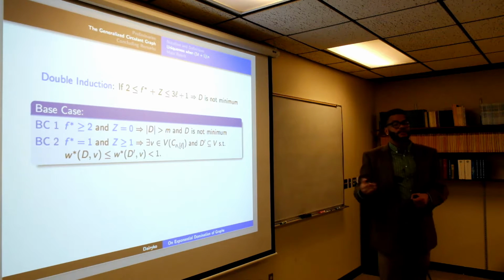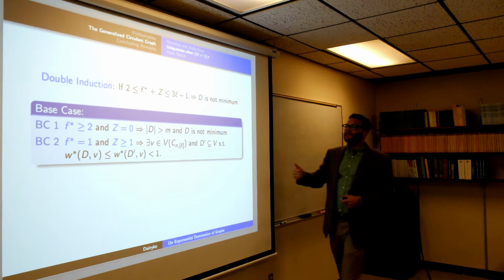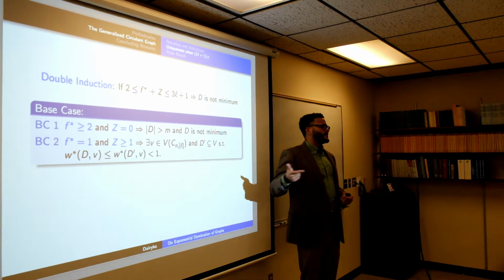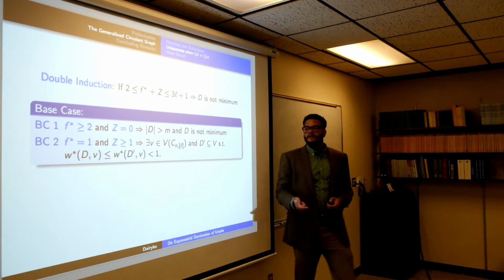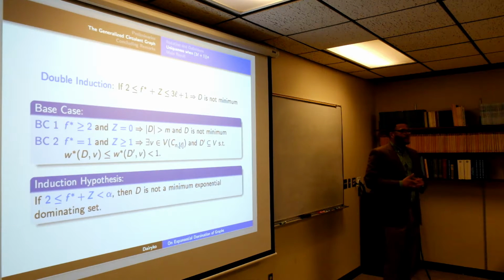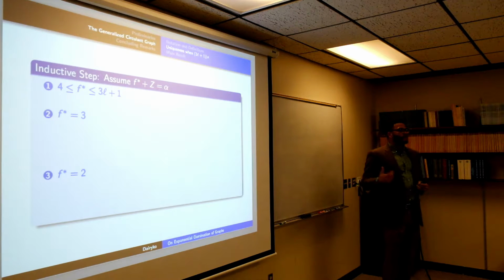And for the induction step, I'm going to show the same thing. I'm either going to show that D is not minimum, or it couldn't even be a porous exponential domination set to begin with. All right, so in the induction hypothesis, I assume that this condition holds for the sum being strictly less than alpha. And then for my induction step, I'm going to assume that this sum is equal to alpha.